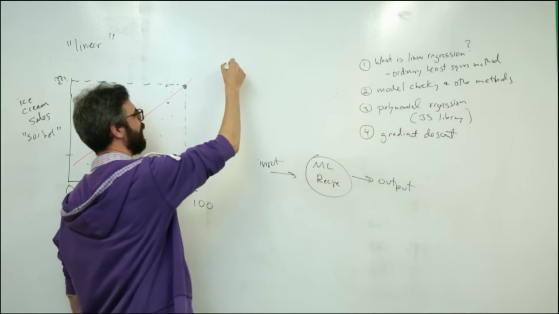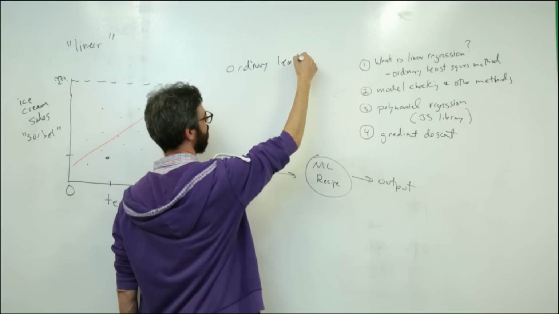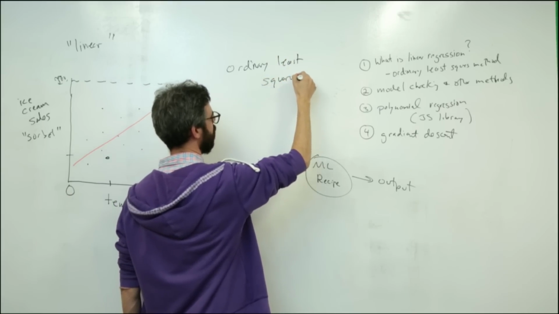I'm going to go over here and write this down. Ordinary, oh boy, I got a little dizzy. Everything's going to be okay. Least squares. What does that mean?